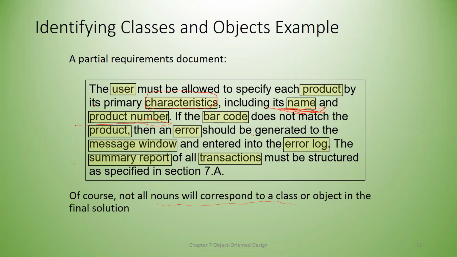Attribute. Should product number be a class? No, it should be part of the product. What about barcode? That should be part of product as well. Part of the product. Okay, think about it.